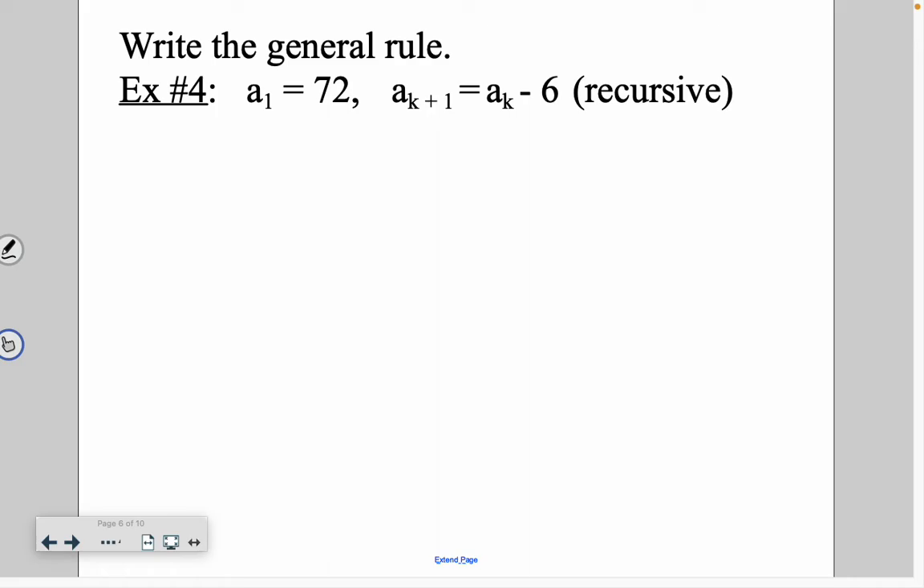So what this says, we've got the first term of 72. What does the recursive formula tell you to do to get the rest of the terms? Subtract 6. To get the k plus first term, the next one, we take the previous one minus 6. They're telling you the pattern here is subtract 6 every time. So that means the common difference is negative 6. And we just said, in order to come up with that formula, let me rewrite it so you have it.